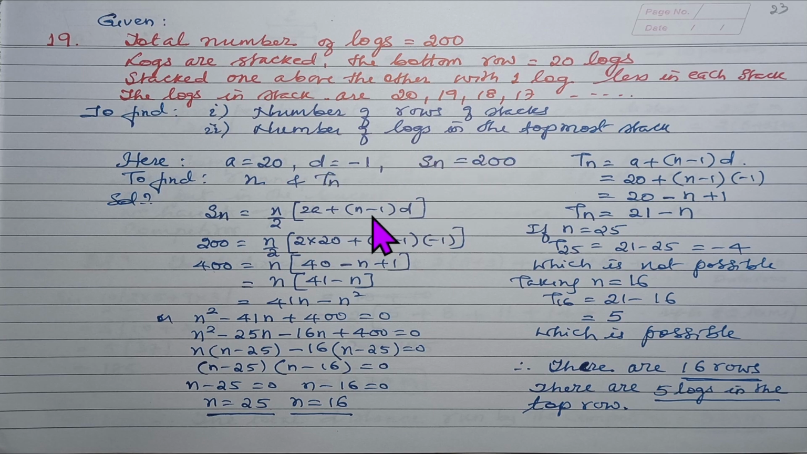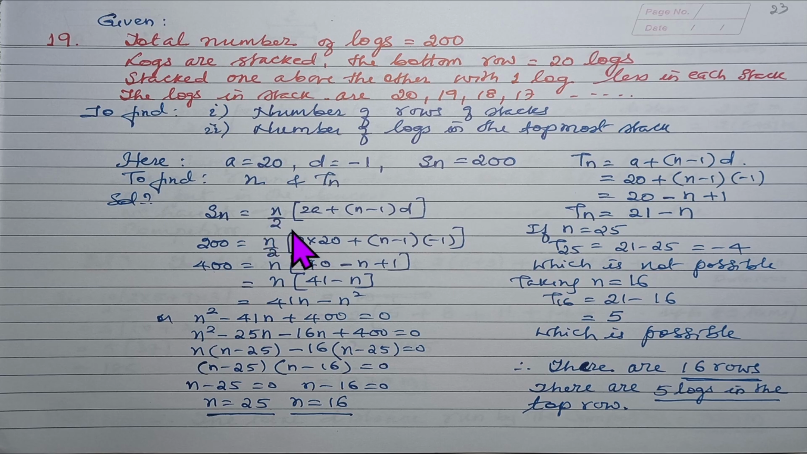Now we have been given here the total number of logs are 200, that means Sn is 200. A is 20 because the first row of logs has 20 logs in it, therefore A is 20. One is less in every stack, therefore D is minus 1. And to find n and tn, we have to find out the number of rows and also the number of logs in the last stack.